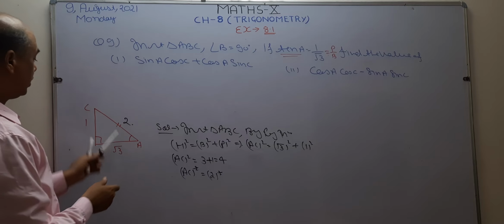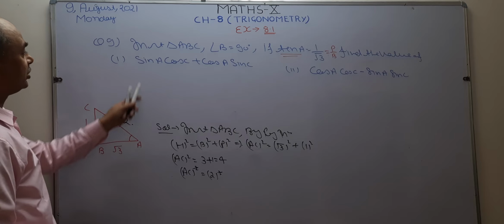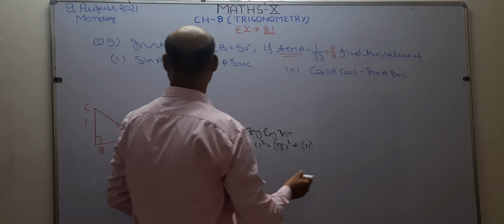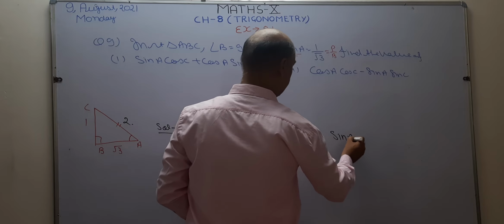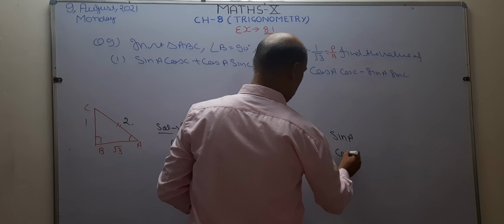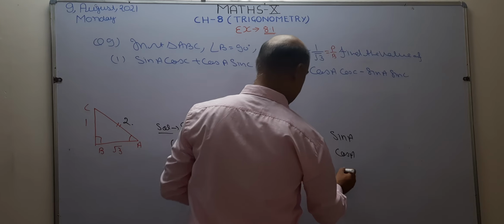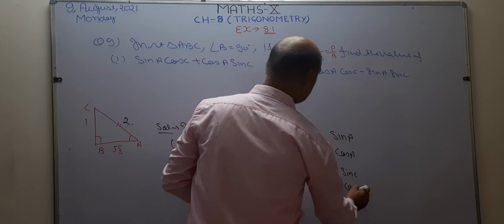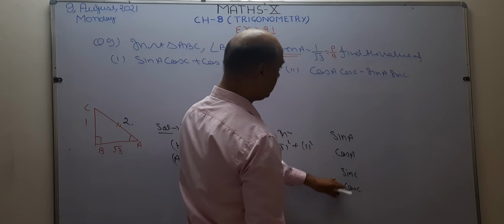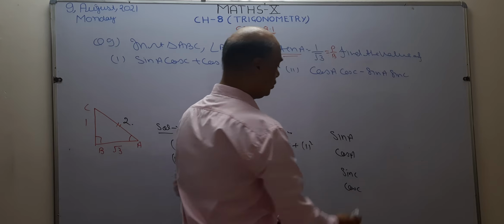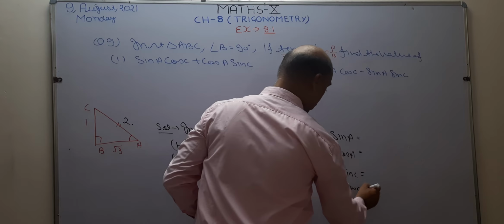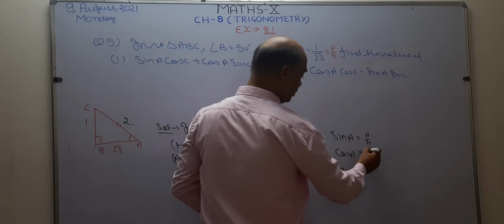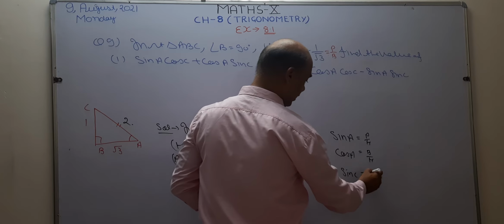Okay, now all the three sides are there. I want to find the value of sin A, cos C, cos A, sin C. So it means we have to find the value of the trigonometric ratios. First sin A, after that cos A, after that sin C, after that cos C. How do we find the value of sin? The formula is P by H. To find cos, the formula is B by H.